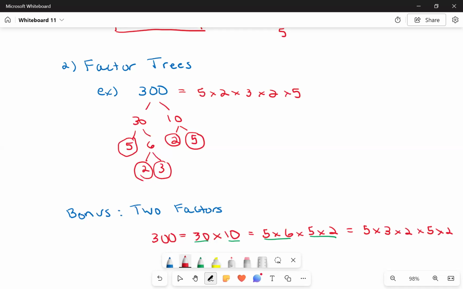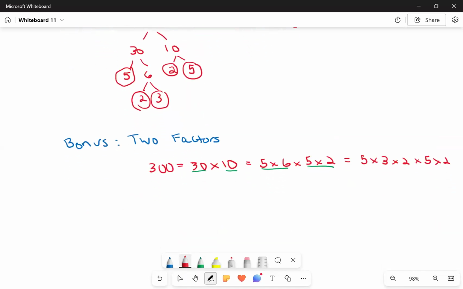Honestly, I don't care which one you use, but the factor tree approach is probably the most common, most popular among students. There's something very appealing about the factor tree and it's easier to remember.